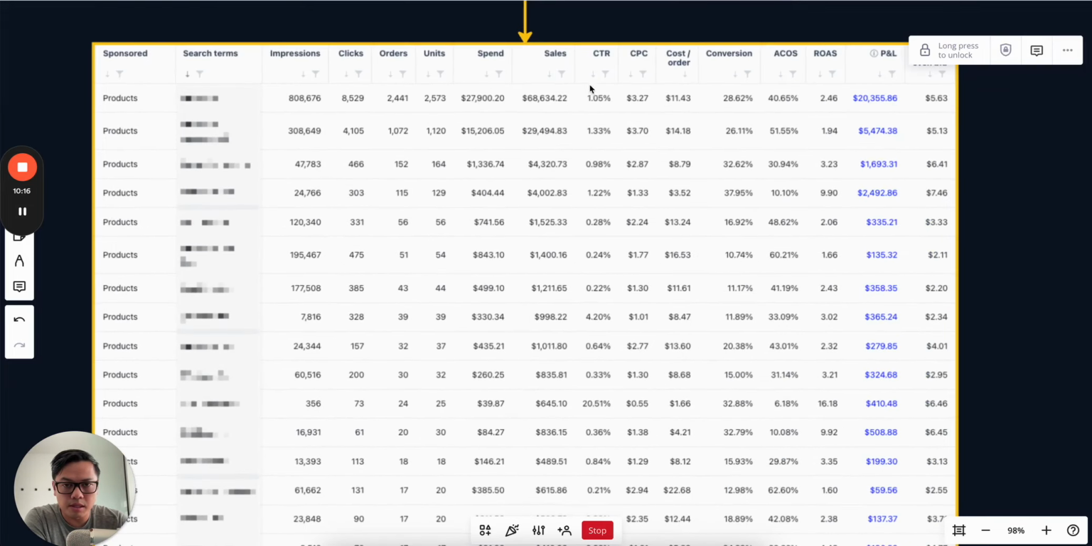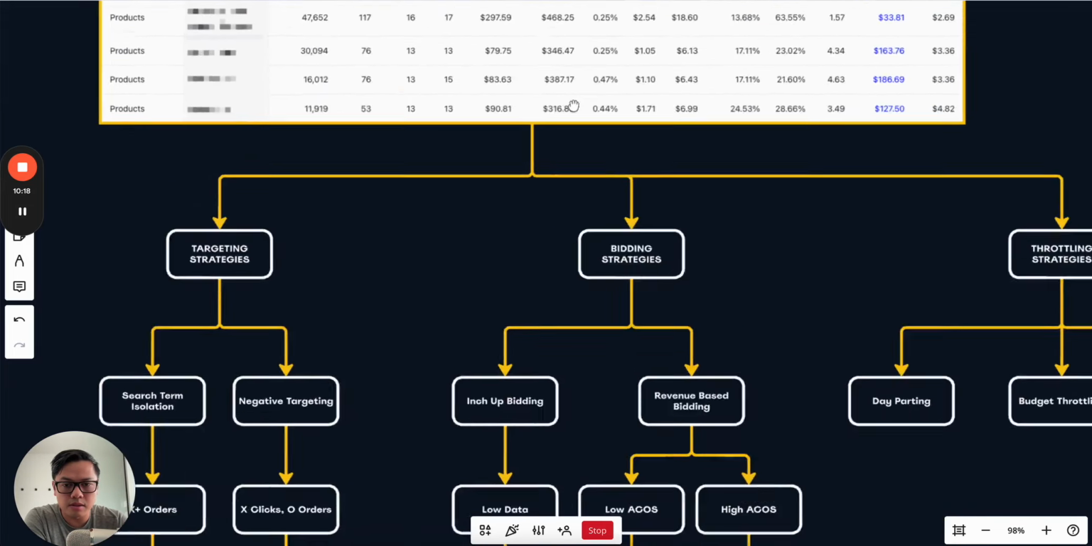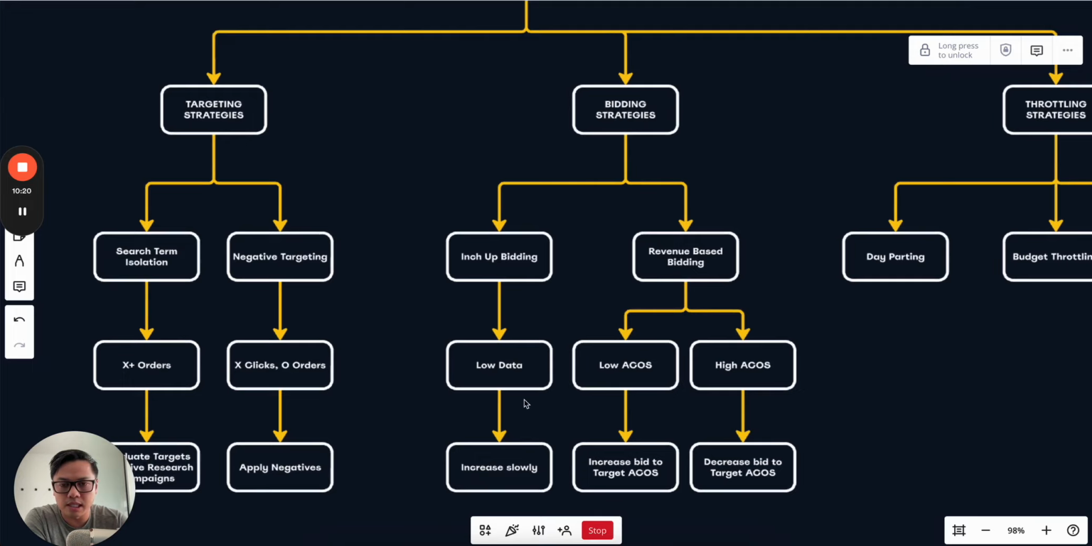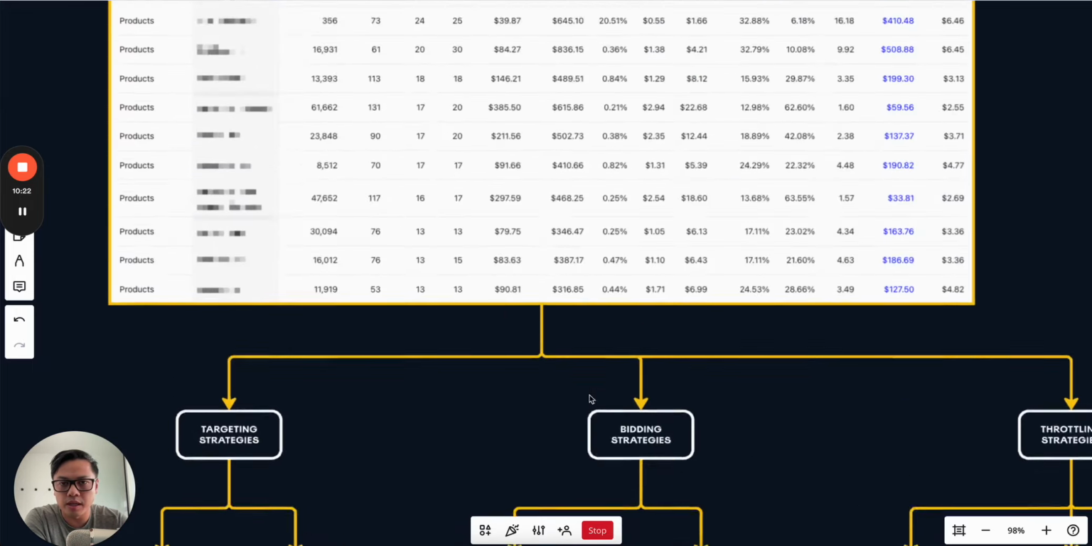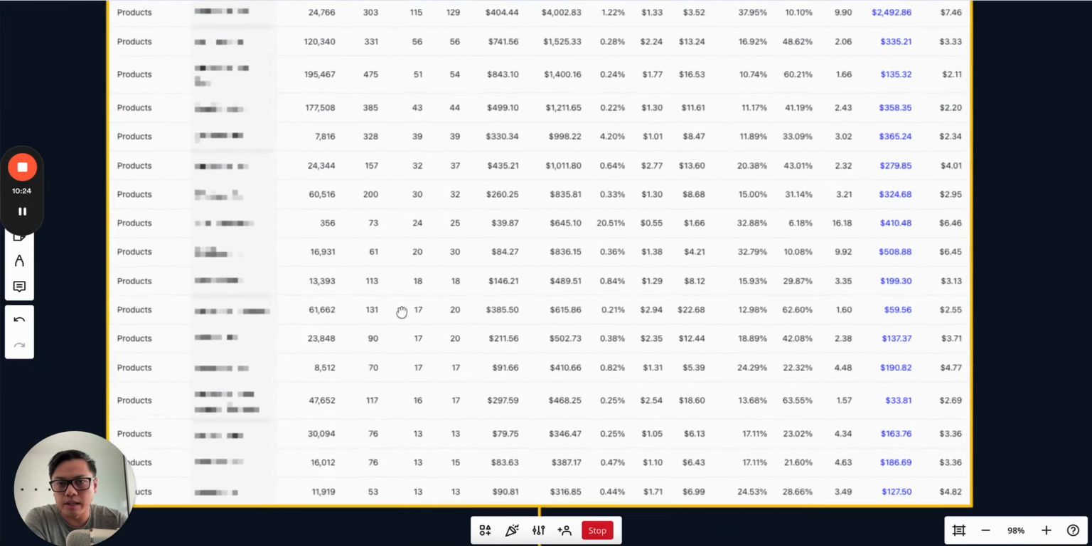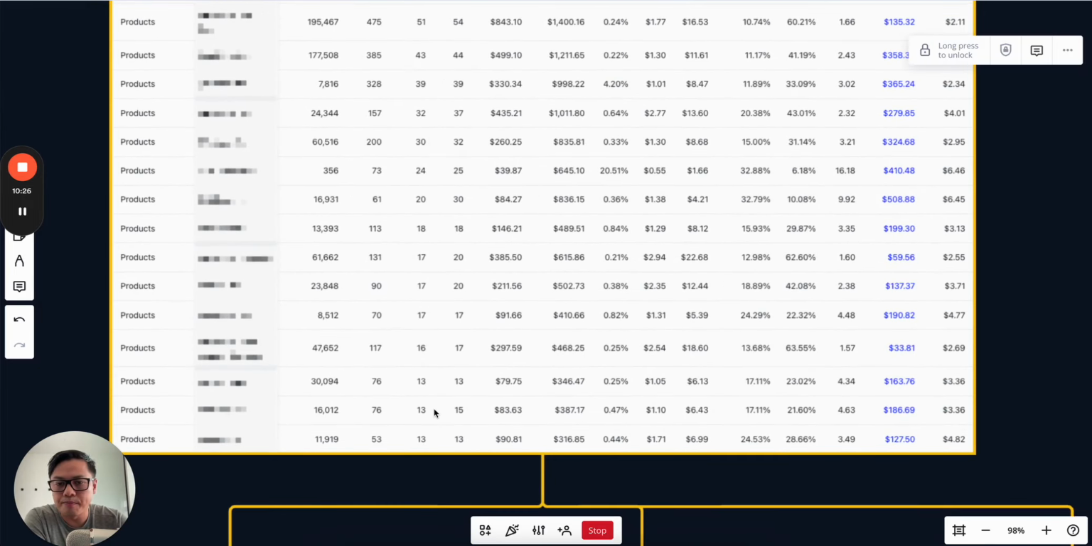Oh, no, not spend. It's sorted by sales. So in this case, I'm not going to see search terms here that have low data. But generally, you're looking for anything that has pretty low click volume. And you want to raise those bids up kind of slowly, because in the period that you've run them for, they have only generated very few clicks. So that means it hasn't found that bottom yet.